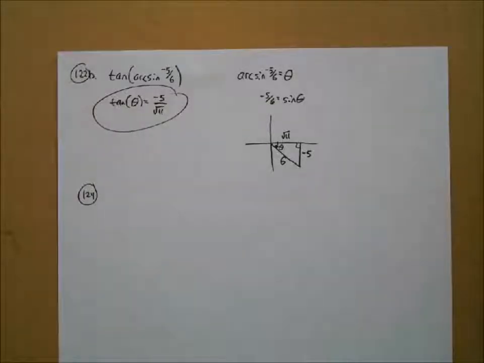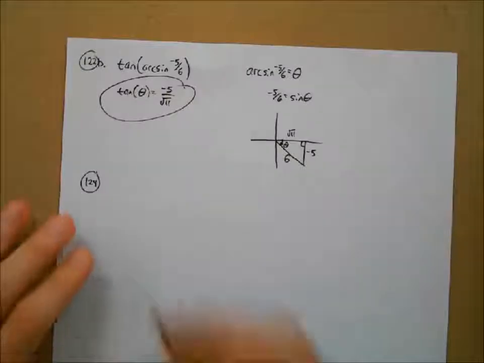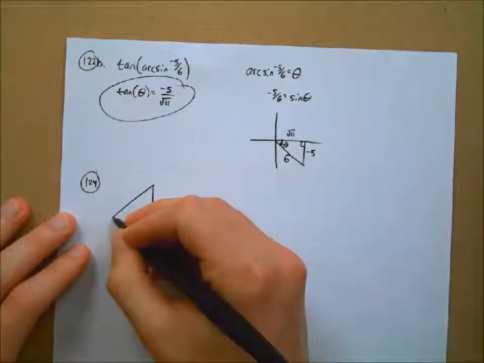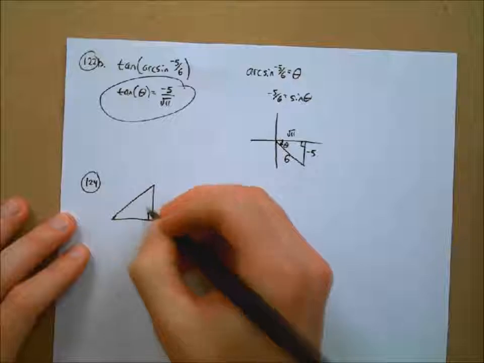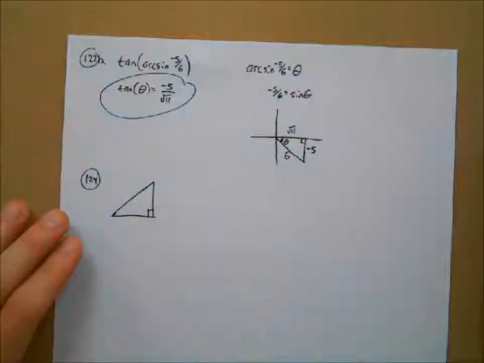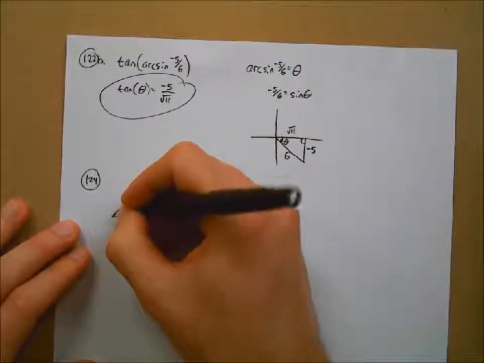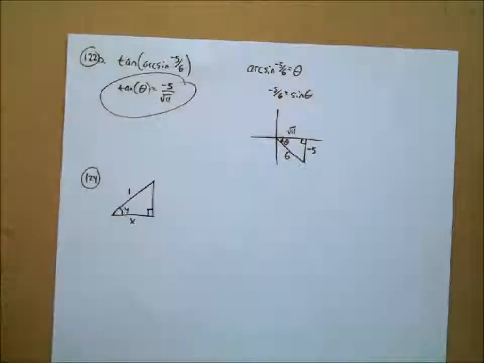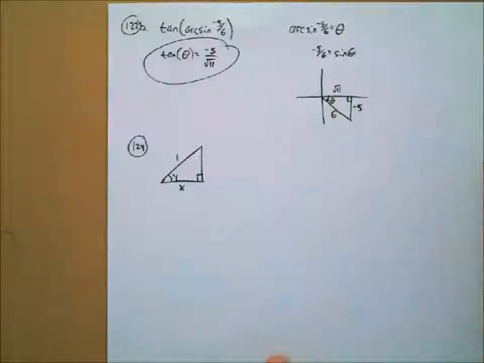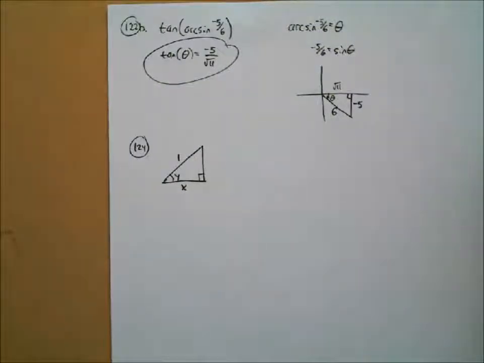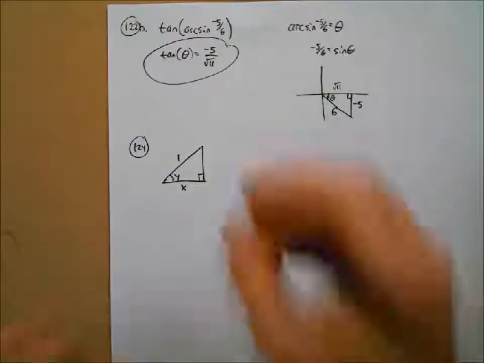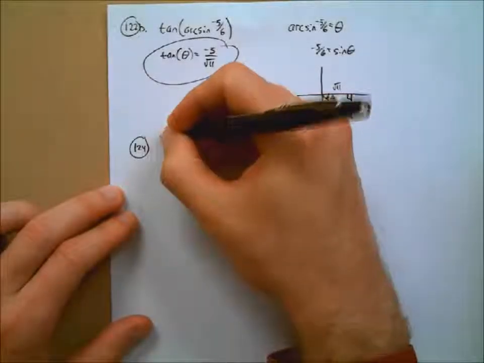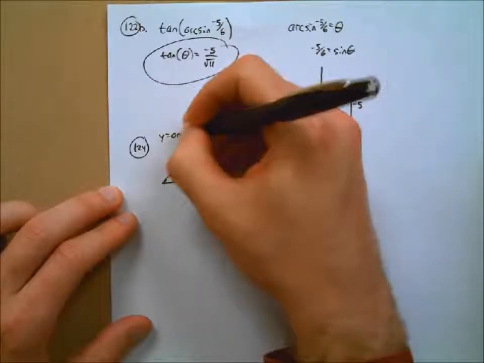So here's our little diagram, and then we have our angle. They use y instead of theta here, and then x for this leg, and 1 for the hypotenuse. Okay, and for 124, they want us to evaluate, for example, sine of y. And again, we're given y equals the arccosine of x.